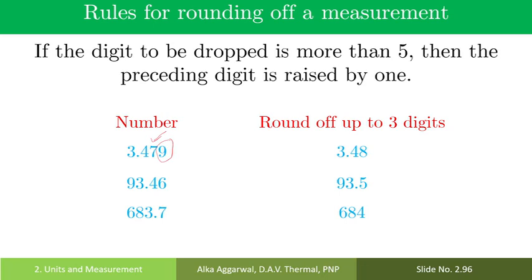If the number to be dropped is 6, then the preceding digit is raised by 1 and the result is 93.5. Similarly, if the number to be dropped is 7, then the result is 684.